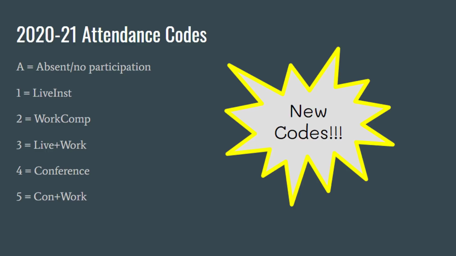Here are the new codes. As you can see, there are now 6 attendance codes where there used to be only 2. There used to be only present and absent. But now, because participation can look a lot of different ways, we have 5 different participation codes. What is important for you to know is that all of the codes 1 through 5 count for attendance, and each child will receive only 1 code for each school day.